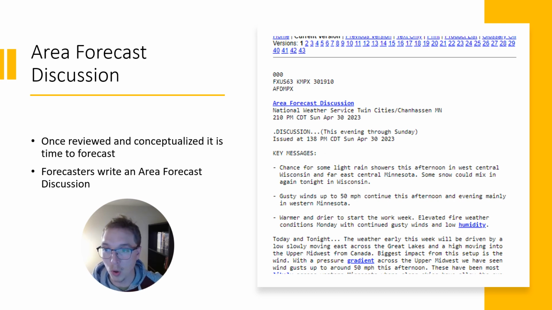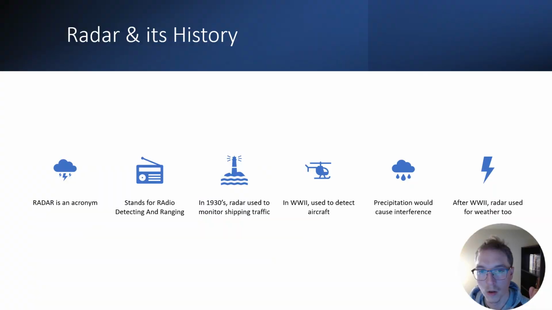So you can see this is one that I pulled as I was starting the lecture here. You can see it's mid-afternoon on April the 30th, 2023, and this is for the Twin Cities Chanhassen station. You can see a chance for some light rain showers this afternoon in west central Wisconsin and far east central Minnesota. Some snow could mix in again tonight in Wisconsin. Gusty winds up to 50 miles per hour continue this afternoon and evening, mainly in western Minnesota. Warmer and drier to start the work week. Elevated fire weather conditions Monday with continued gusty weather and low humidity. And then they go into a bit deeper of an explanation, as you see going off the picture here.